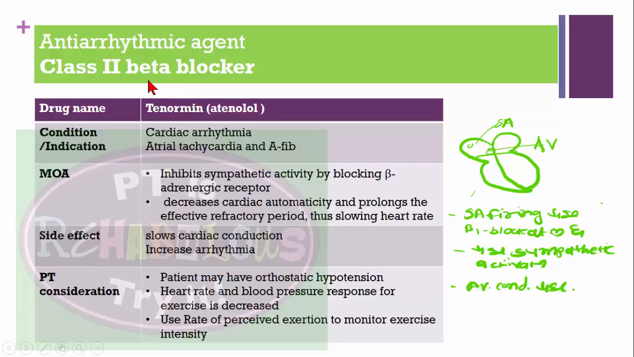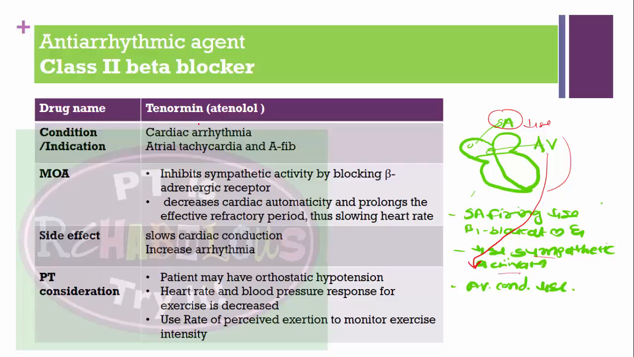Now we are going to learn the class 2 anti-arrhythmic agent, the beta blockers. There are beta 1 and beta 2 receptors; beta 1 is located in the heart and beta 2 in the lung. If we block the beta receptor at the heart, it will decrease firing at the SA node, and at the AV node there will be decreased conduction, so sympathetic activation decreases.